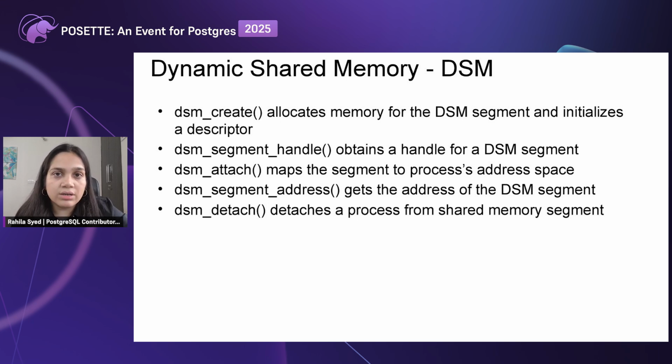Once you've converted the pointer into a local pointer, then you can access this DSM segment for writing and reading of information. DSM underscore detach is used to detach from the segment, and once all the backends and all the processes have detached, a segment is destroyed.